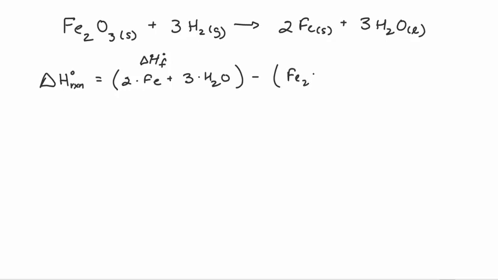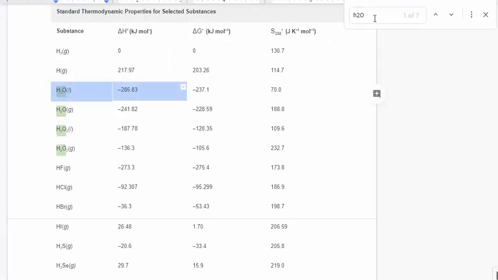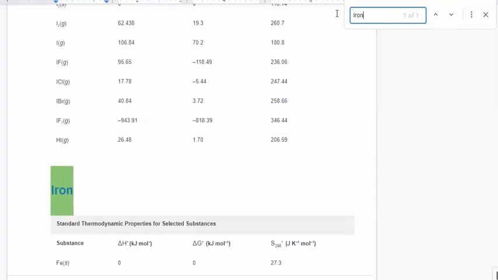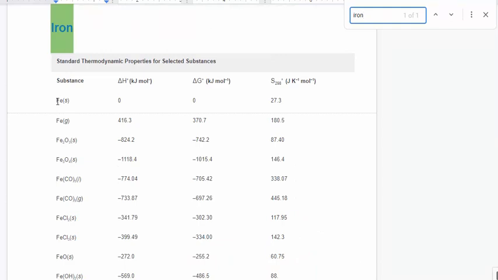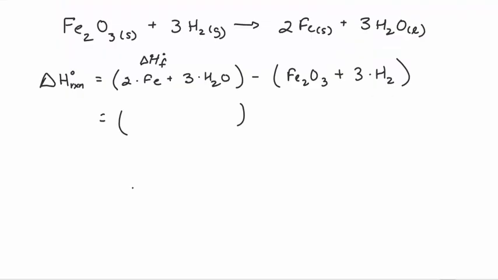Now, here's going to be an interesting one, and I'm going to show you on the table first. So first, I'm going to look up iron. Iron in the solid form happens to be the lowest energy state. This is the elemental form of iron, and because of that, the heat of formation is 0. Then we have liquid water, which we actually looked up in the previous problem, so I'm just going to take that number here. Then I'm going to subtract.